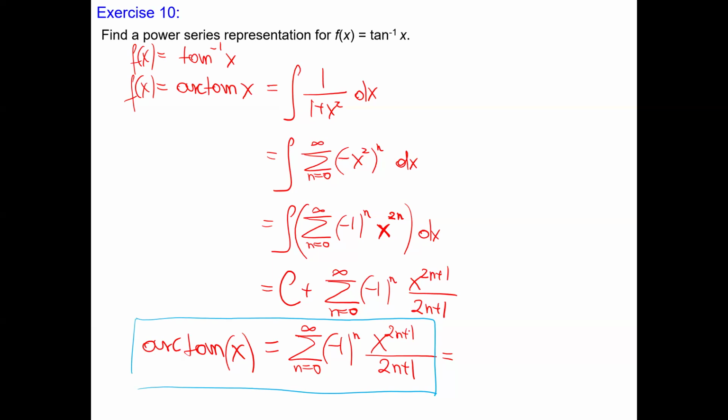Let's expand. We can see just odd exponents, 2n plus 1, and the same 2n plus 1 in the denominator. When n is 0, it's x to the power of 1. When n is 1, it's x cubed over 3. When n is 2, positive, x to the power of 5 over 5, and then x to the power of 7 over 7, and so on. That's arctangent. Of course, when x is 0, the constant is 0. And I also have a nice fact just for your information.